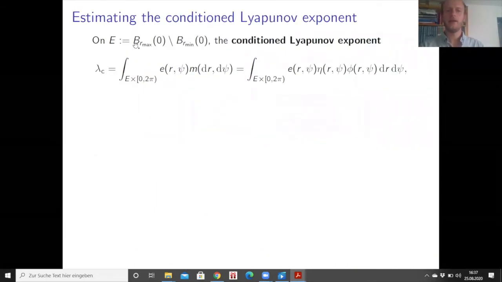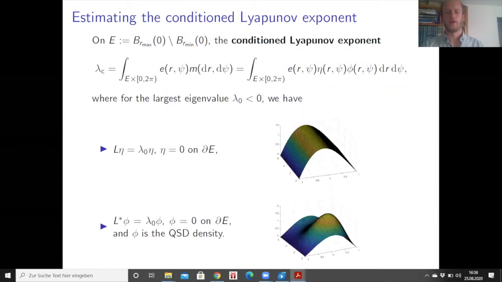So we go into a domain where we look at an annulus, away from zero. And our conditioned Lyapunov exponent is now exactly this expression with respect to this quasi-ergodic distribution, which again is a product of these two eigenfunctions, eta and phi, with respect to the largest eigenvalue lambda 0. So we have these two eigenfunctions, eta for the generator, phi for the Fokker-Planck operator, with absorbing boundary conditions on the boundary of our domain.